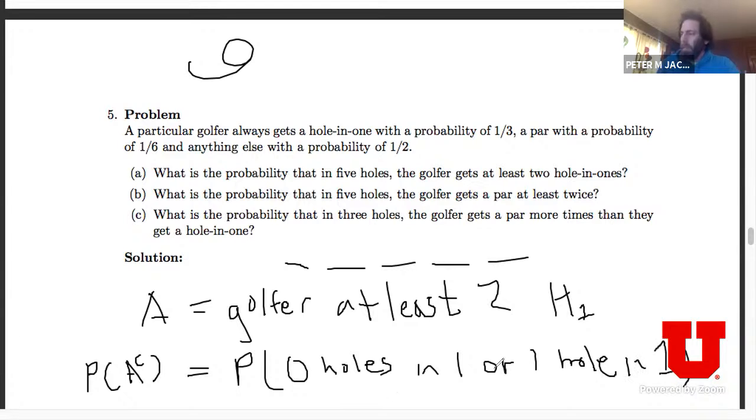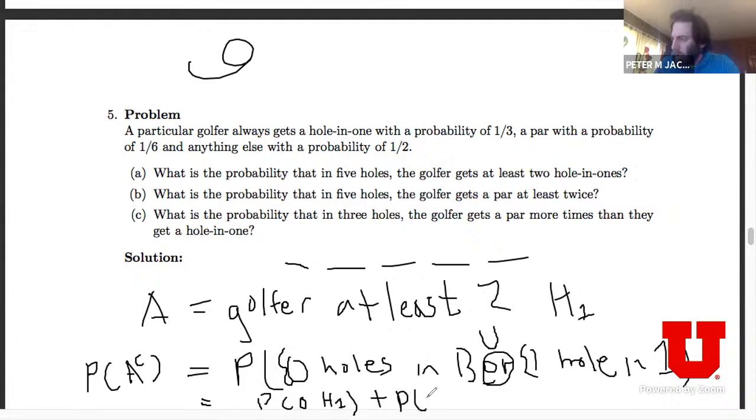Since they're disjoint events, this OR is really like a union of two events: the event that there are 0 holes in one, and the event that there's 1 hole in one. And the probability of the union for disjoint events is just the sum of the probabilities. So this is equal to the probability of 0 holes in one plus the probability of 1 hole in one. Okay, so this looks a little bit easier to deal with. We just have to compute the probability of 0 holes in one and 1 hole in one. So let's start with the first probability.